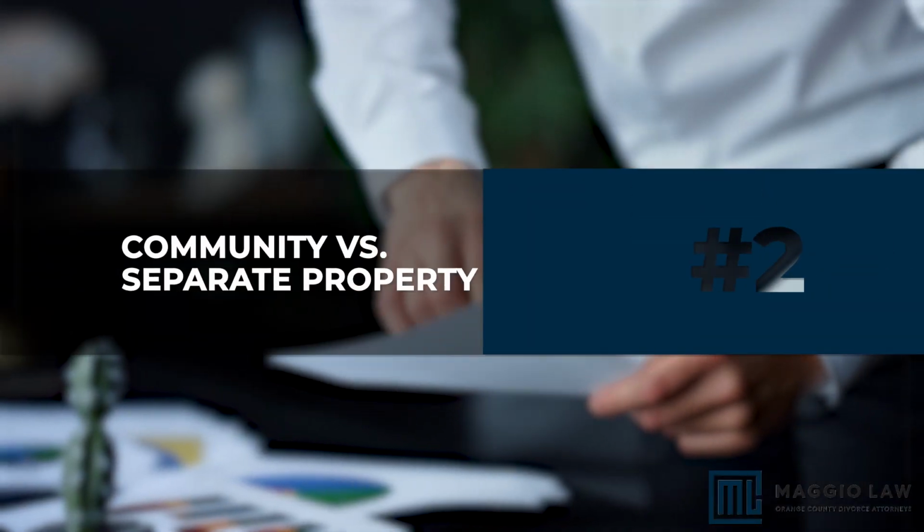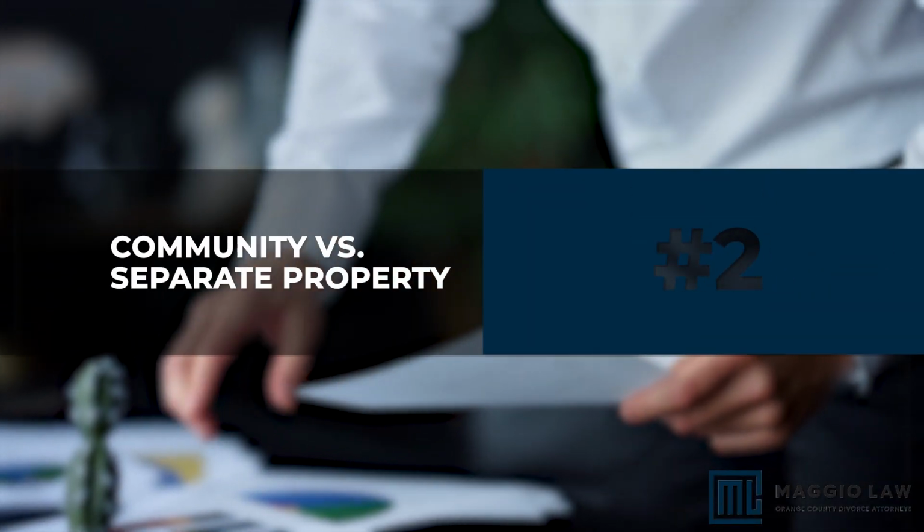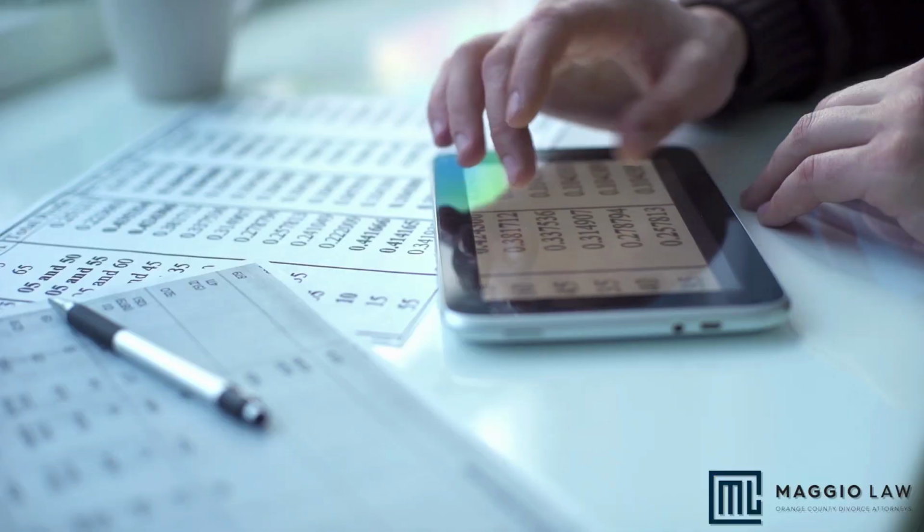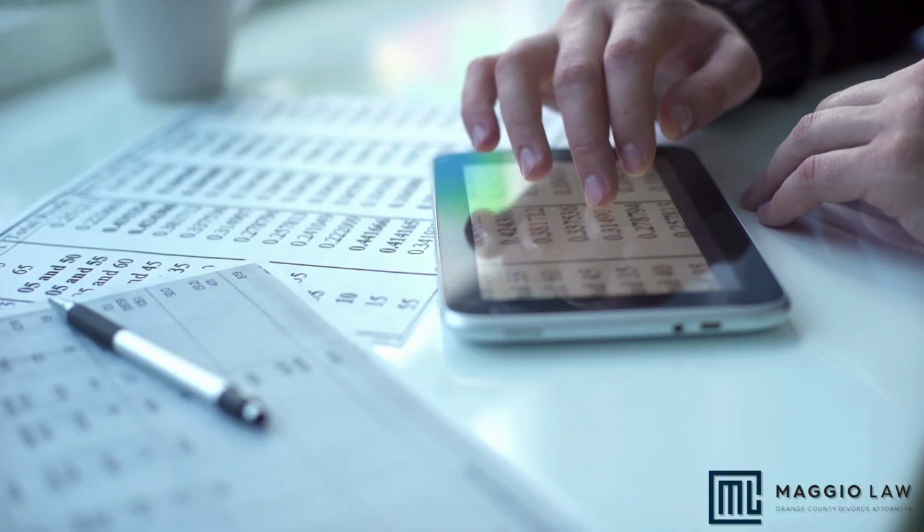Number two, community versus separate property. California is a community property state, and that means that any assets or obligations of the marriage generally need to be equally divided. However, there can be considerations where a business perhaps has been started prior to marriage, and so it has a separate property component versus a community component that started once the parties married, or perhaps a spouse inherited or received a business as a gift.